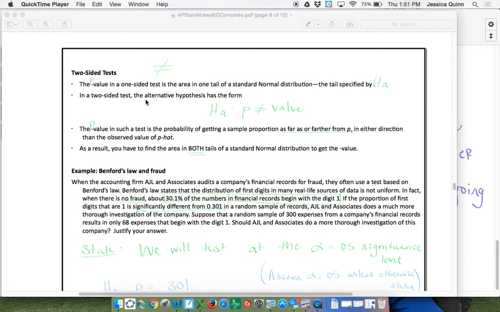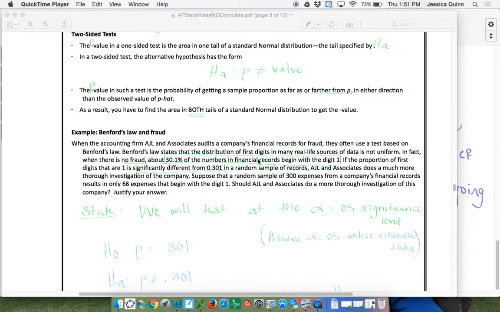I know it says the alternative hypothesis. So for this one, it's when we have our alternative hypothesis, the tail is specified by whether it is greater than or less than the claim that we have in the alternative hypothesis. In a two-sided test, the alternative hypothesis is p does not equal whatever that claimed value is. So in this case, the p-value is the probability of getting a sample proportion that's as far or farther than p naught in either direction than the observed value of the p-hat.